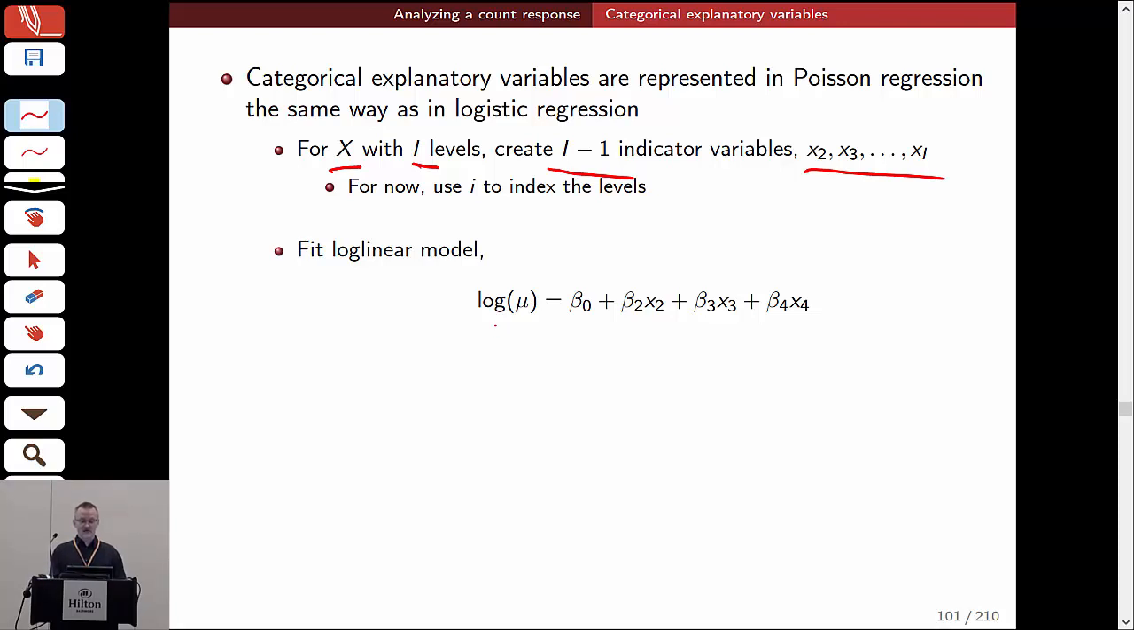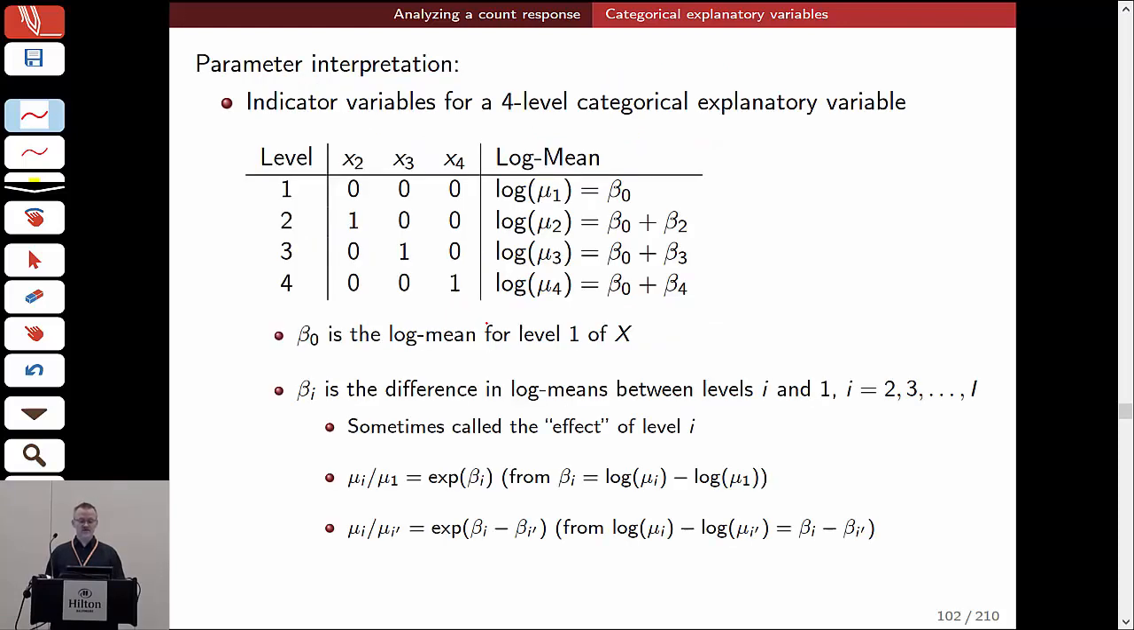And then we will have a log linear model that's just exactly the same as what Chris showed earlier, except that now we're using the log of mu instead of the logit of pi. And this table might look familiar. It's the same one that Chris showed with respect to the logits. Now we're showing it with respect to the logs. So for a 4-level categorical variable, we have 3 different indicator variables. And those indicator variables indicate x2, x3, and x4. And that results in the following log means when you work out the regression function. And from this, it becomes very apparent that beta 0 is the log mean for level 1, and that each of these beta i's here is just the difference in log mean between that level and the first level.